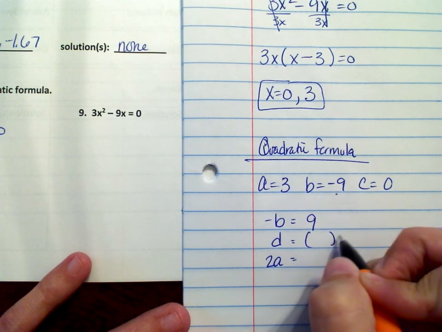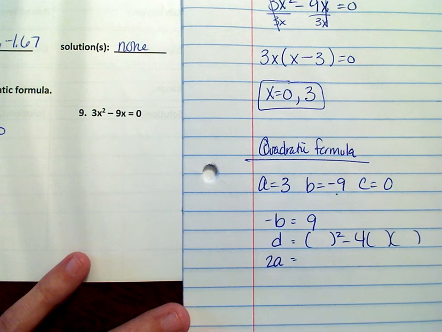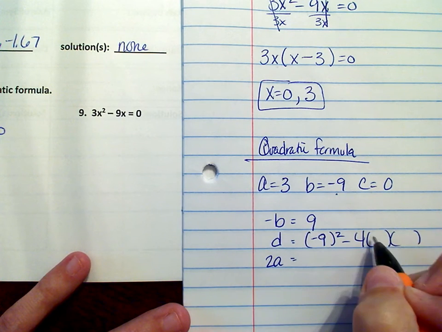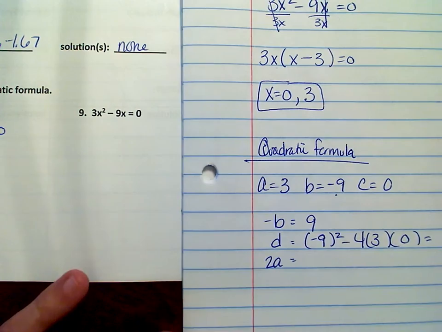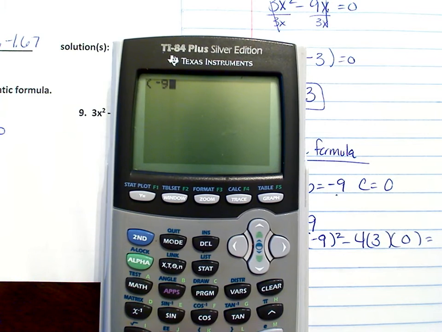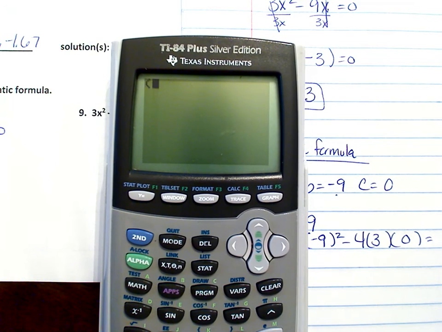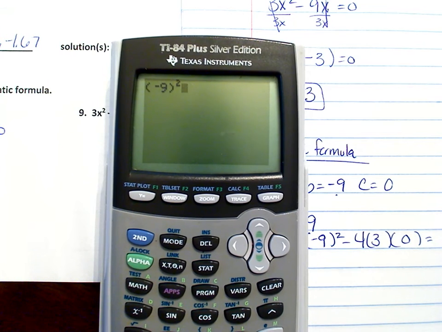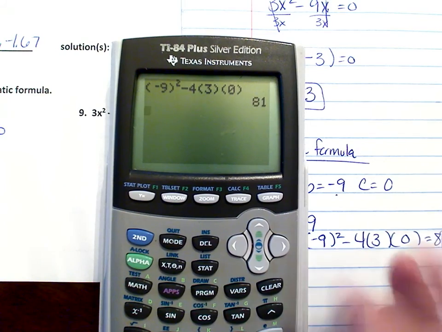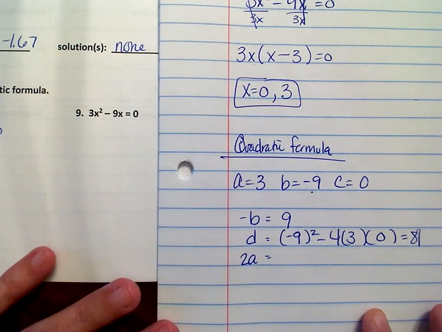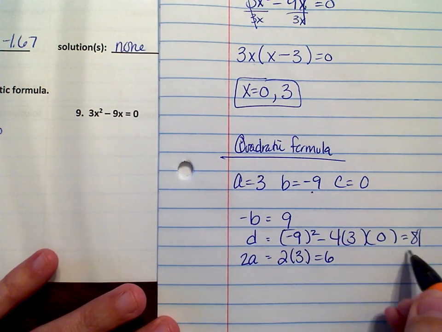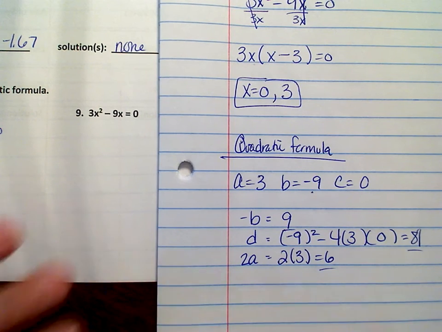The discriminant is b squared minus 4ac. So that we're going to put not the opposite b, we're going to put b right here, -9, 3, and 0. Okay, and then you can plug that in your calculator. -9 squared, whoops, make sure you put parentheses, -9 squared minus 4 times 3 times 0. Which is 81. Okay, and then 2a, 2 times 3, because a is 3, is 6. So now we have our three numbers that we're going to plug into our formula.